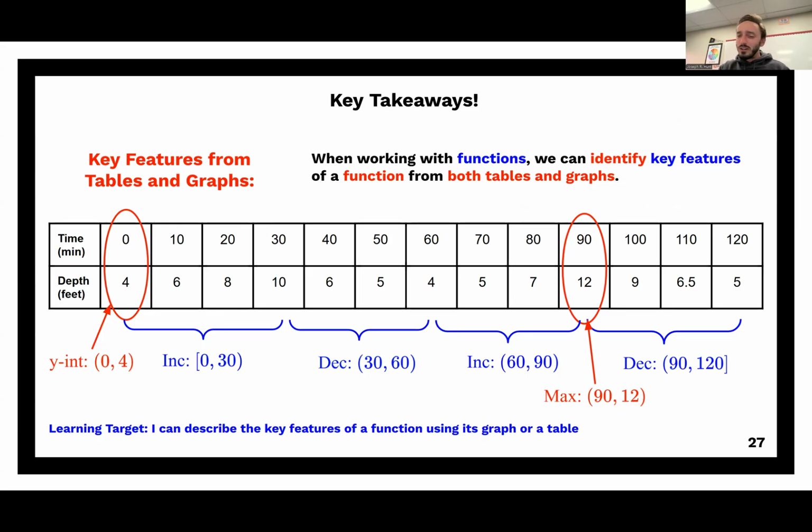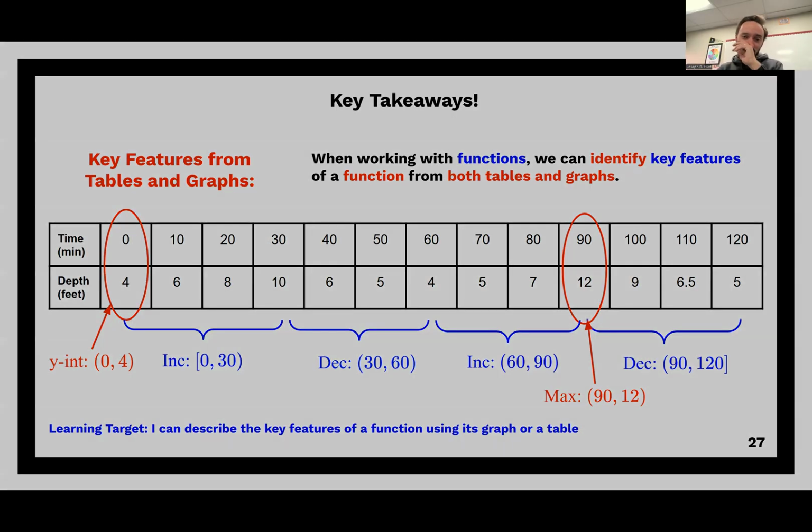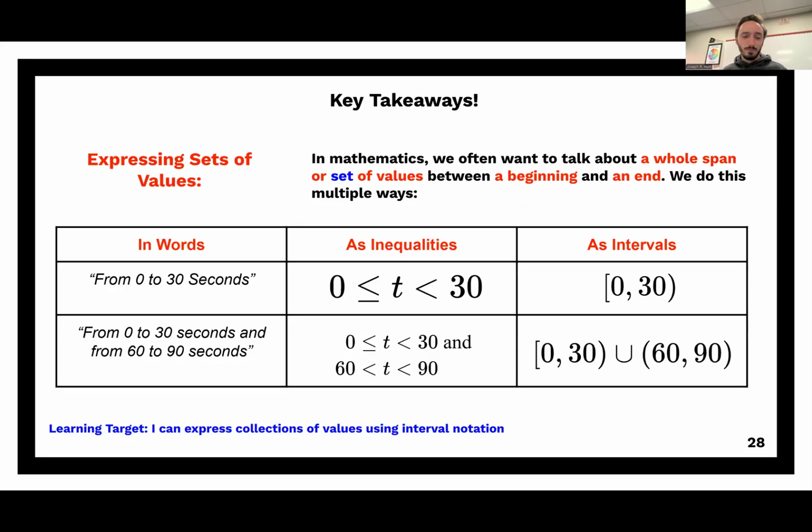You'll notice here for increasing and decreasing, I wrote it in interval notation. That's the other thing that I want to really focus on as the big takeaway from today's work. When we're talking about sets or spans or collections of values from beginning to end, there's a very specific way that we do that in math. If you write it as interval notation, it can sometimes be confusing for students because on occasion, it looks a lot like a coordinate. In a context where you're given an interval, it's always talking about from beginning to end.